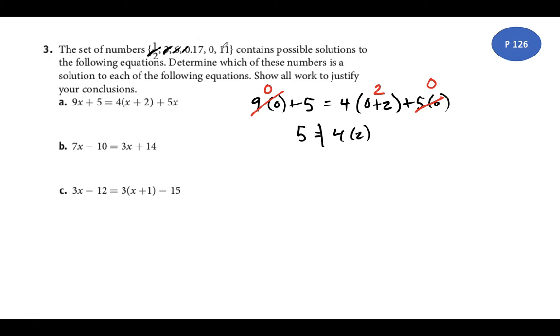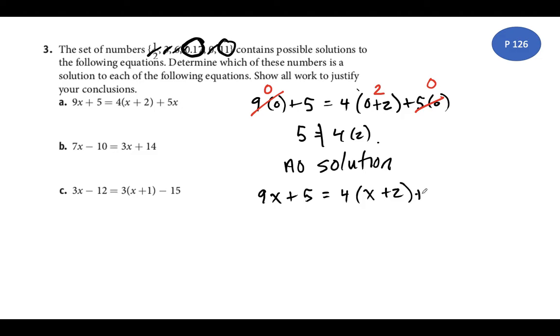I could try 0.17 and 11, but they are not going to work. In fact, there is no number that you could plug in that will work. You'll never get both sides of this equal sign to be the same. Isn't that interesting? This equation has no solution. So let's see what happens when we solve this equation algebraically. What does a weirdo equation that has no solution look like when we solve it algebraically?